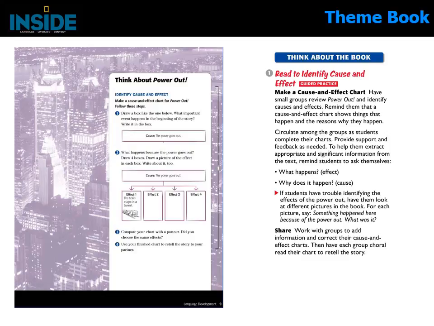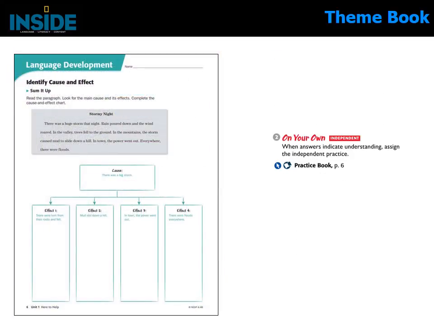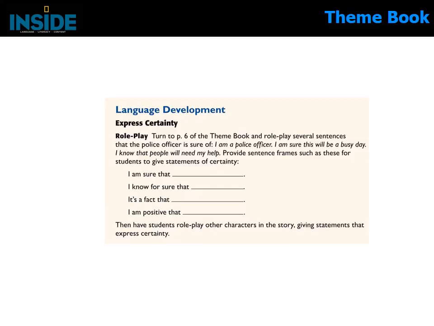After the second read, it's time for students to think about the books through guided practice. Students will review the text and work in small groups to create a new graphic organizer for the comprehension skill. Step-by-step instructions are provided for them in their Inside Student Book, and corrective feedback is provided in the teacher wrap. And finally, students work independently in their practice book to apply what they've learned. In the teacher wrap, you'll also have support to extend students' language development if needed.